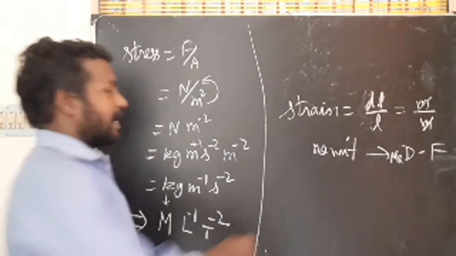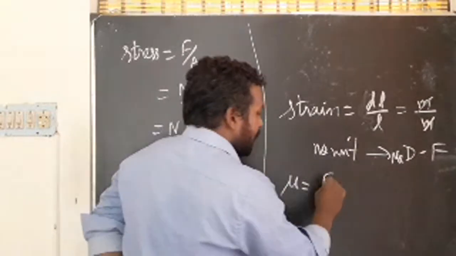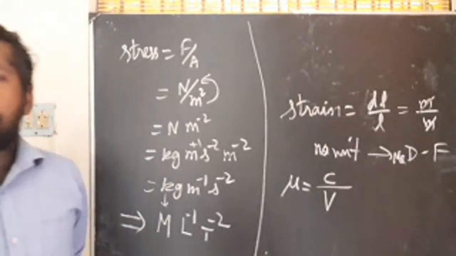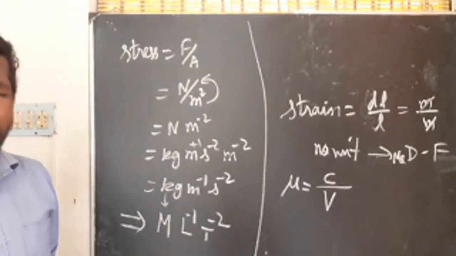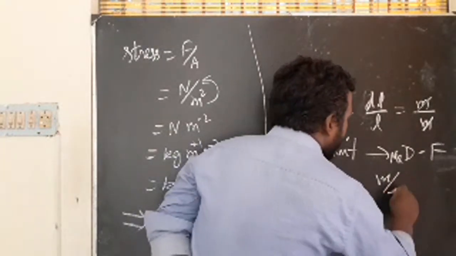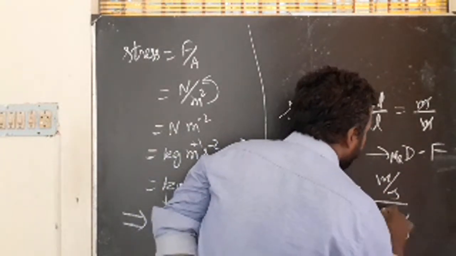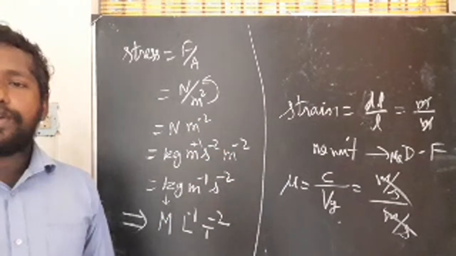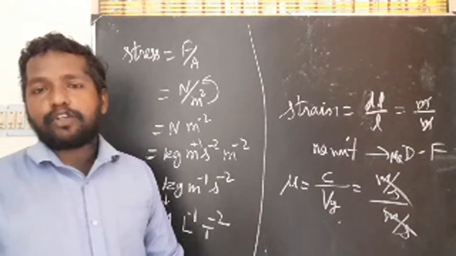The next one, refractive index, which we learned in 10th standard. Refractive index is equal to the speed of light in air divided by the speed of light in glass. Refractive index is the ratio of the velocities, meter per second and meter per second. We don't have a unit for this. No unit and no dimensional formula. So strain also we don't have a dimensional formula, and refractive index also we don't have a dimensional formula.